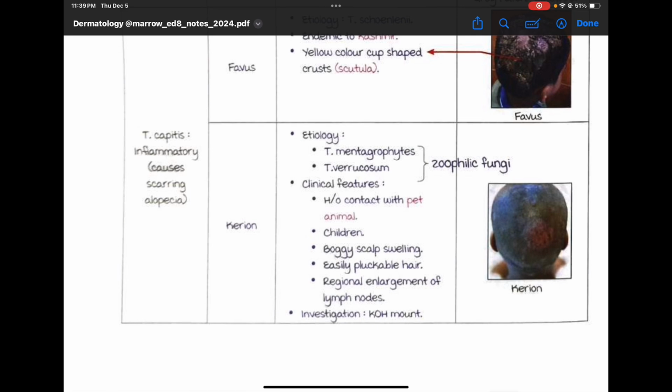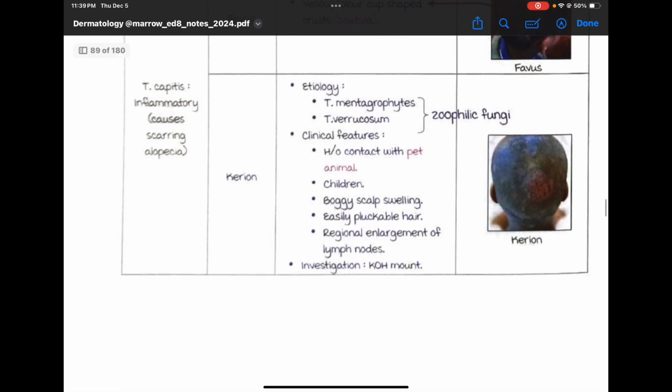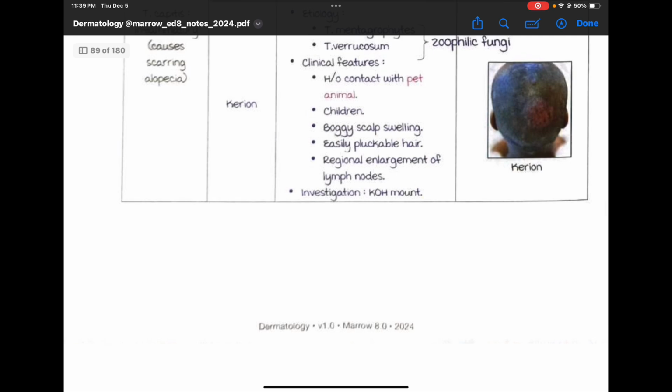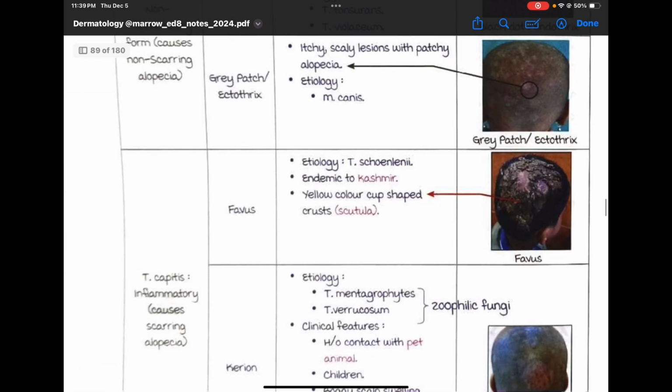Kerion: boggy swellings. Etiology: Trichophyton mentagrophytes, Trichophyton verrucosum. Zoophilic fungi. Clinical features: history of contact with a pet animal. Children, boggy scalp swelling, kerion, easily pluckable hair, regional enlargement of lymph nodes. Investigation: KOH mount.